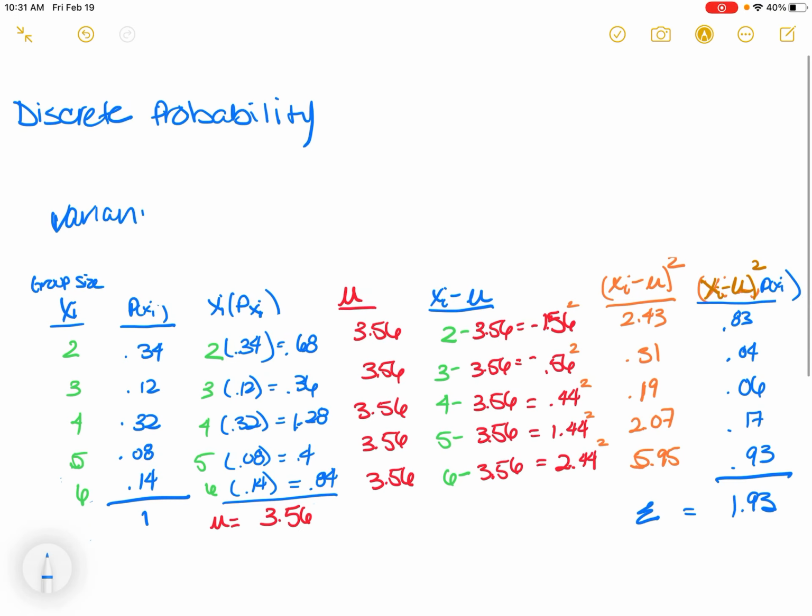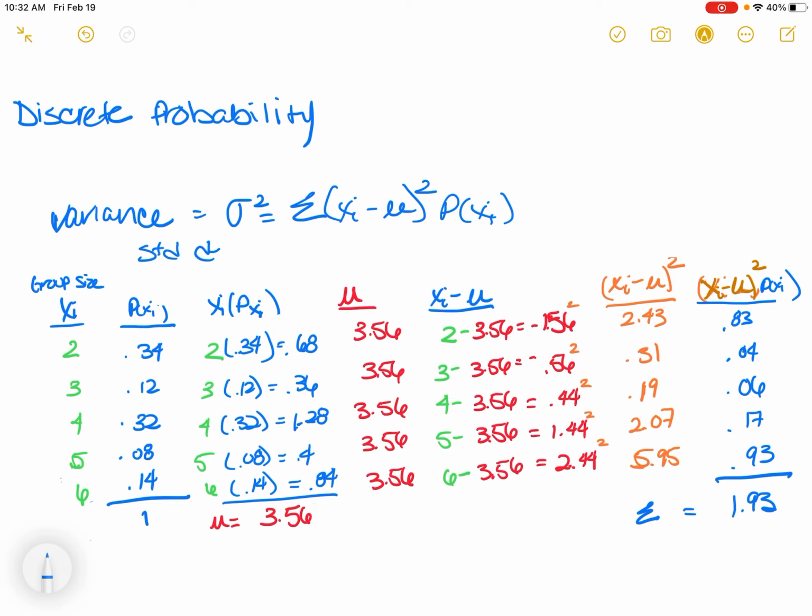So here we are with variance. And I think I said this in the previous example. It's equal to sigma squared, and then that is equal to the sum of xi minus mu squared times the probability of xi, right? And then standard deviation, we'll talk about that more as this class goes on, is the square root of the variance.